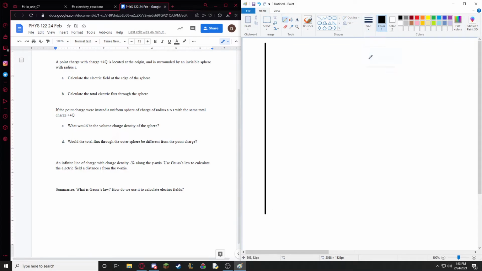So we have our uniform line of charge with charge density minus 3 lambda. And we want to calculate our electric field a distance r, let's say right here, from our infinite line of charge. We want to use Gauss's law to calculate this. So let's say 10 minutes, and then we'll go over this. If you have any questions, feel free to ask.